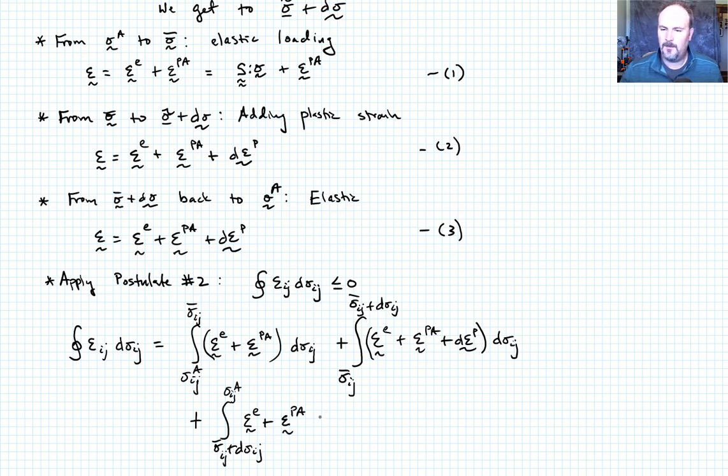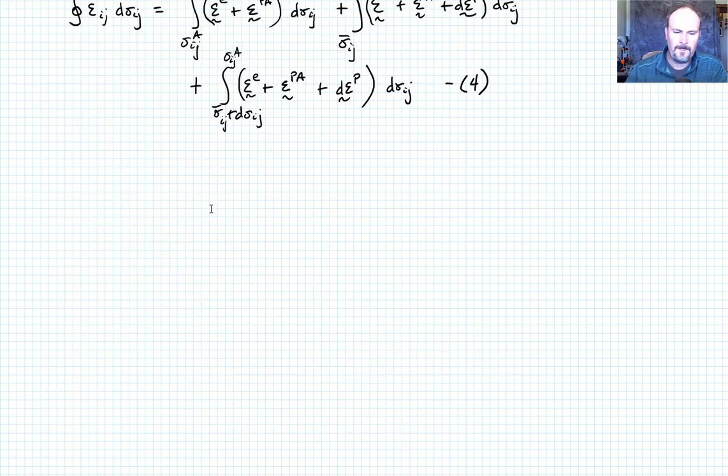plus the plastic strain increment, which in this case is not changing, but in this case it is, that quantity times d sigma ij. Okay? Let's call this equation 4. Okay, so in the above, let's just note this. In equation 4, we know that epsilon PA is constant, right?